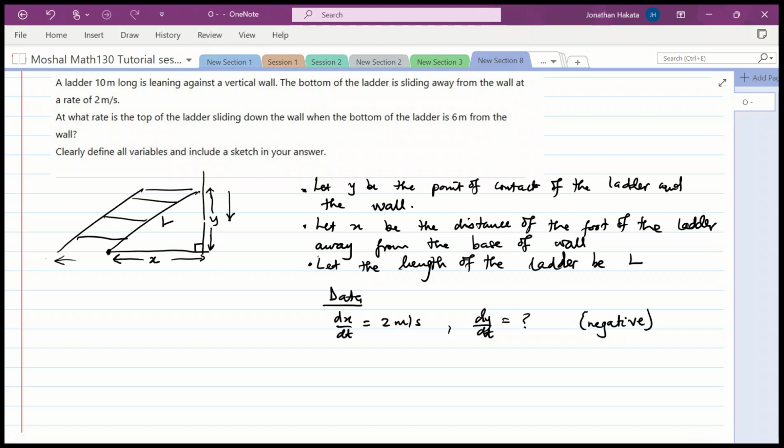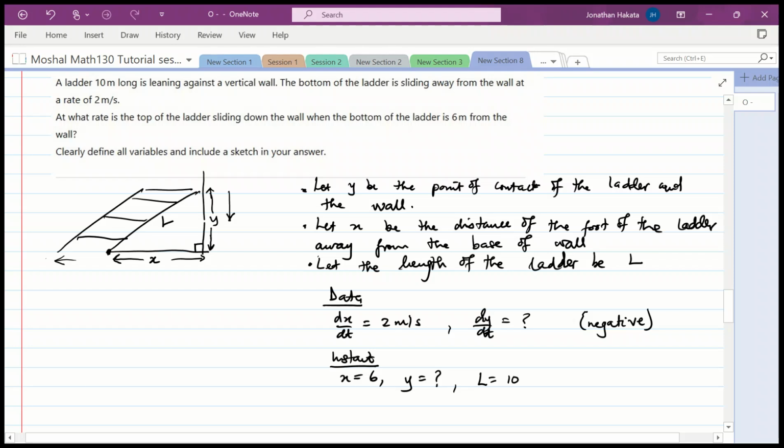So they are saying we should answer the question at the instant when the bottom of the ladder, when x is equal to 6. We should also determine what y is at the instant when x is equal to 6, but L is always known to be 10. L will never change.